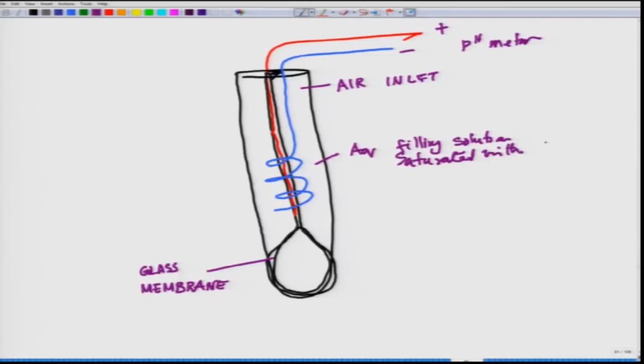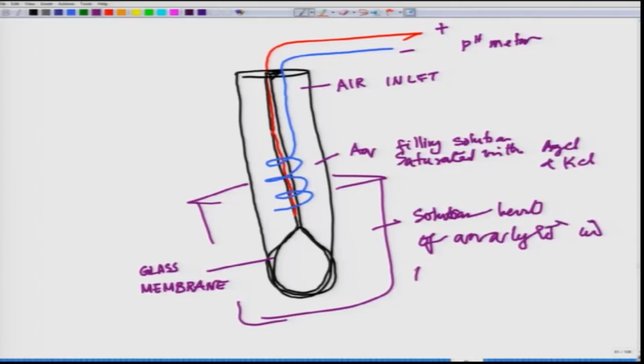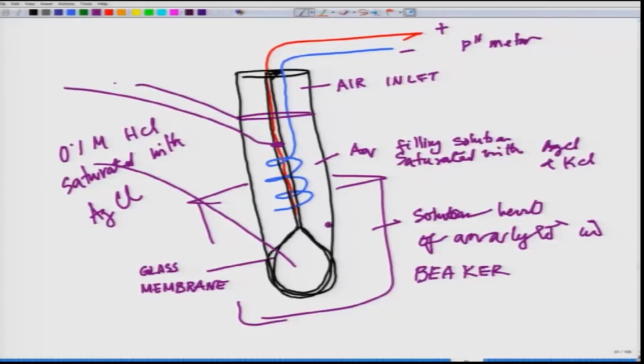Saturated with AgCl and KCl. Here you have a beaker sitting there, which is the solution level of analyte in the beaker, and there are porous plugs, which are a kind of side problem. Out here you have 0.1 molar HCl saturated with AgCl. The liquid level of the outer reference electrode is somewhere out here, and the liquid level of the inner reference electrode is somewhere out here. These are the different liquid levels, and AgCl paste is suspended between the two sides of the fort.